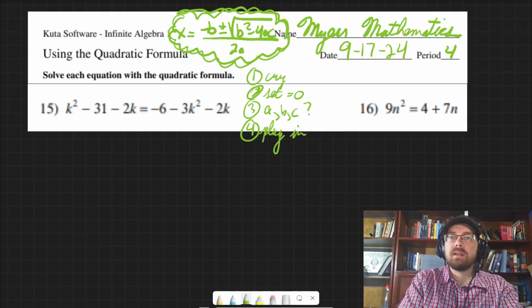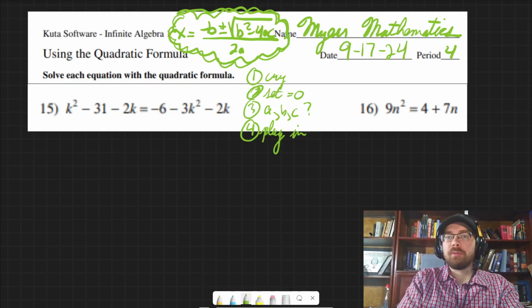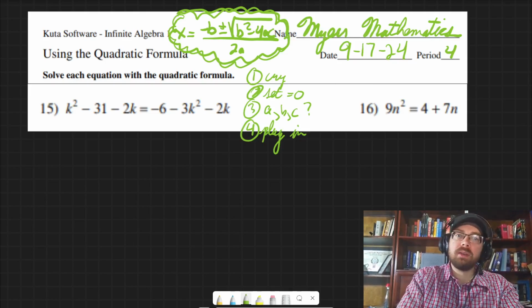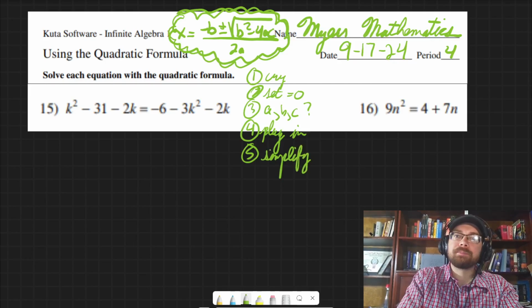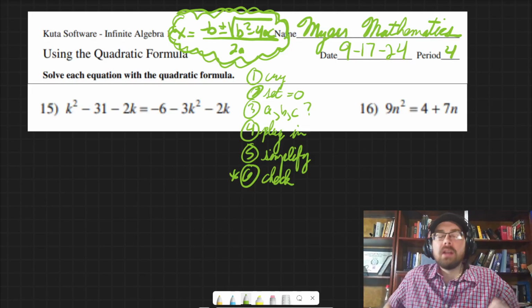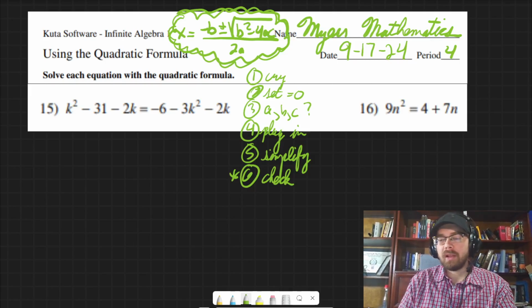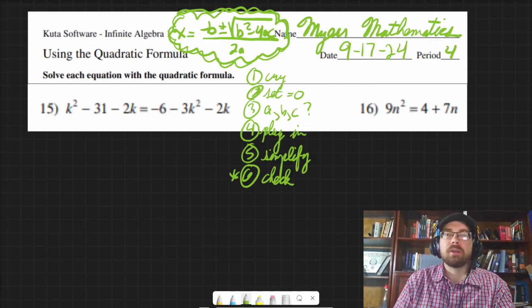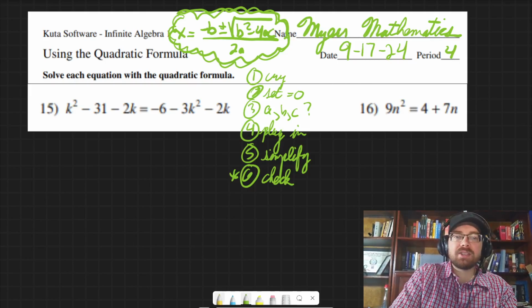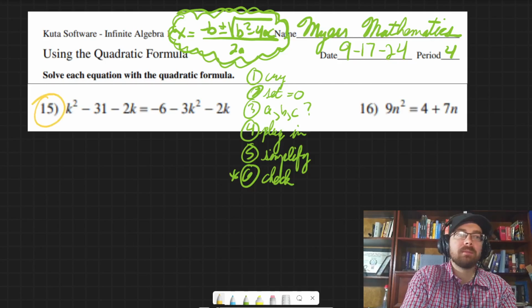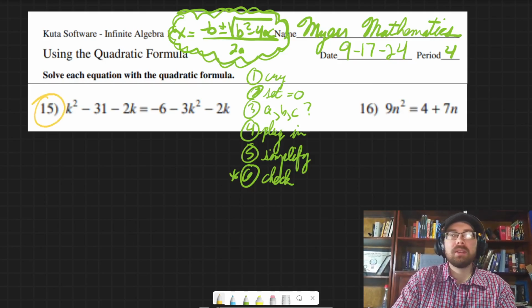Once we plug them into the formula, which is right here for your convenience, then you can simplify and get the answers. Optional step 6: you want to check your work. Always a good idea if you have the time, if you're on a test or a quiz or something important that's worth a lot of points on your grade. So just keep that in mind. But let's jump in. We'll do yellow for 15 and then maybe blue for 16. See if we can do it that way.